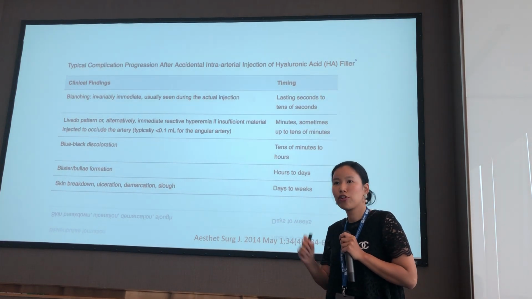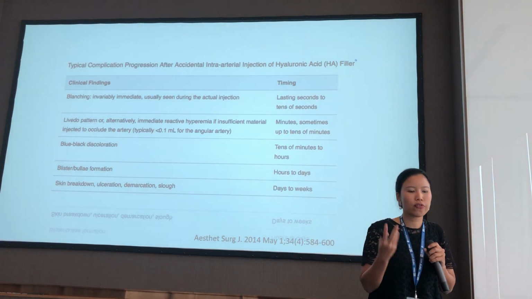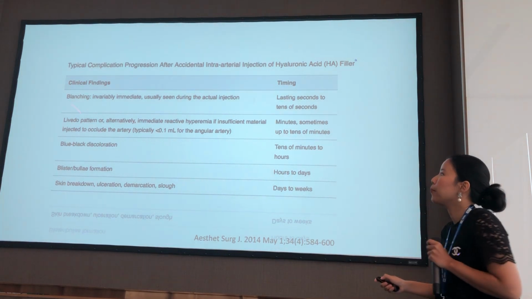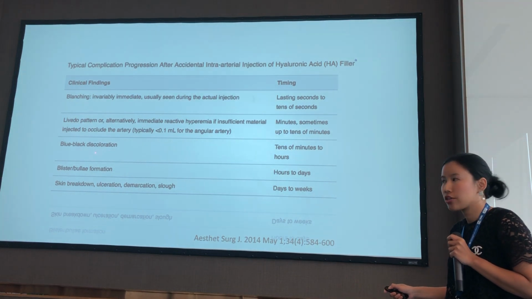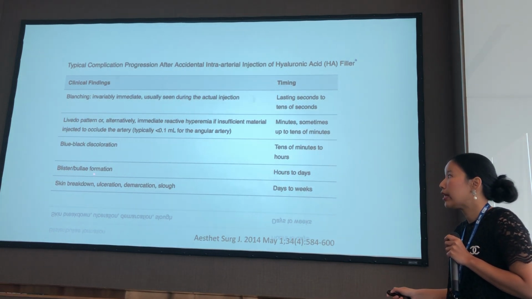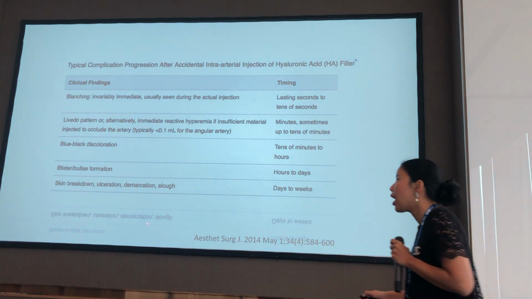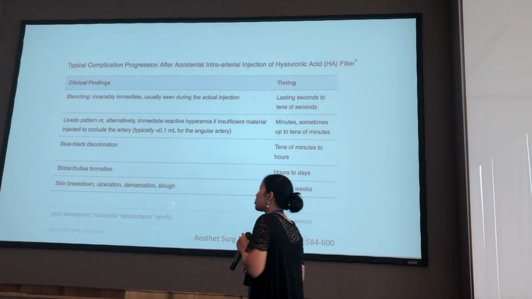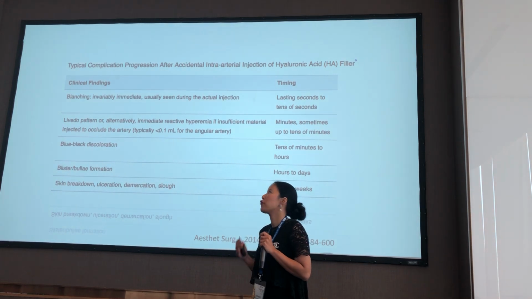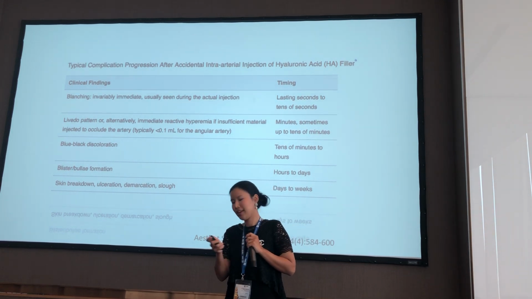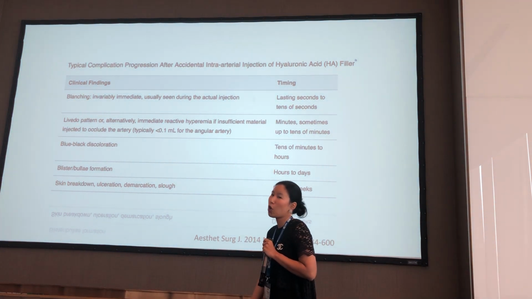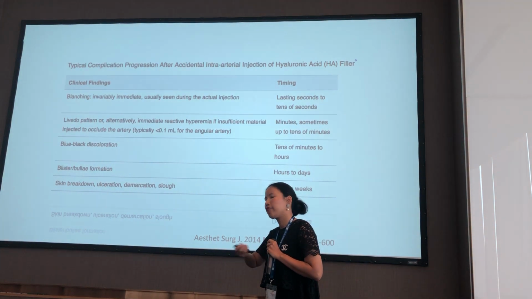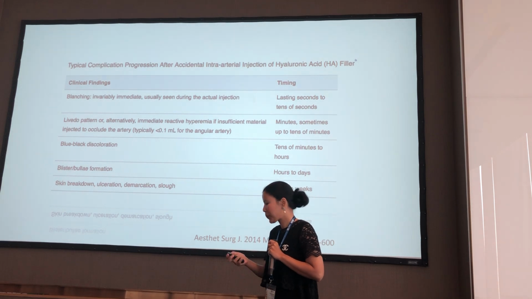And these are the clinical findings of vascular complication from phase to phase. It starts with blanching, then livedo pattern, then blue-gray discoloration, then blister or bullous inflammation, then skin breakdown, ulceration, demarcation, slough. So for me, I will be very happy if you detect your patient at only the first two phases, the early phase, blanching and livedo phase. And so we can have a prompt treatment with better prognosis.